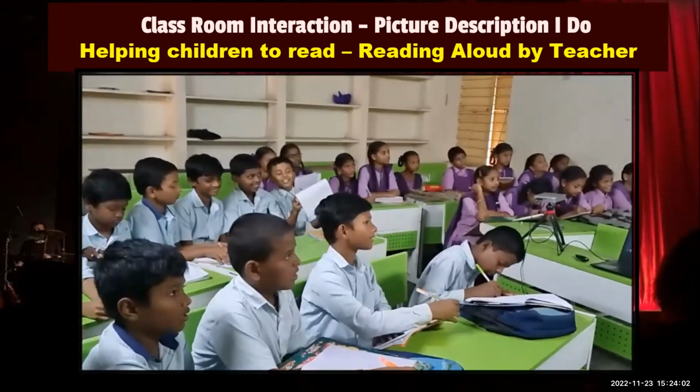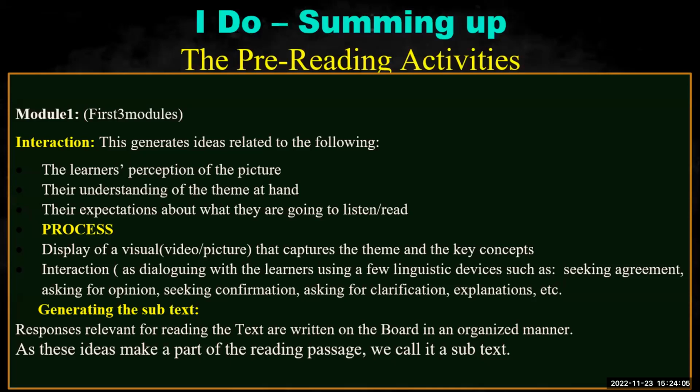Okay, this is how we help the student, and this is exactly what we have done in this I do, the pre-reading activity. The first one is, in this interaction process, we allow the children to respond and they come up with their perception of the picture, their understanding of the theme and their expectation about what they are going to read. And if you have observed the process clearly, we have collected various very interesting pictures, shown them and interacted with the students, and children were coming with a lot of different kinds of responses.